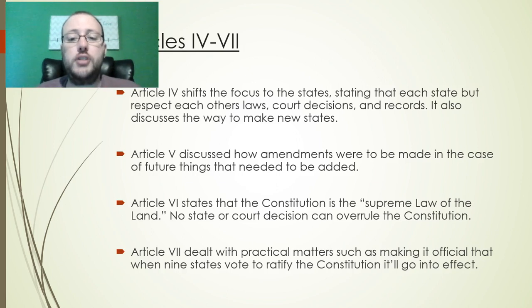Article 6 states that the Constitution is the supreme law of the land. No state or court decision can overrule the Constitution. And Article 7 dealt with practical matters such as making it official that when nine states vote yes, they do ratify and go into effect. These are the 7 articles that make up the middle part of the Constitution. This is how our government is set up based on these articles.